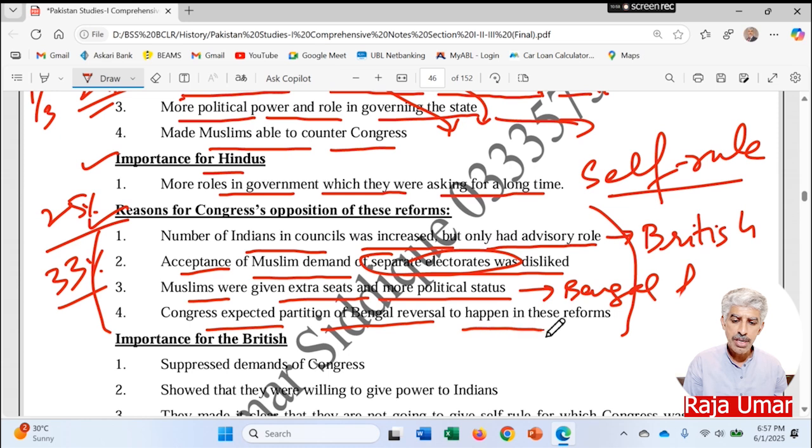Congress expected the reversal of the partition of Bengal to happen in these reforms, as it was 1909, and the British had already partitioned the Bengal province in 1905, and Hindus had protested strongly against this partition. They perceived that the Bengal partition might be reversed in those reforms of 1909, but it never happened. So this angered the Hindus again, and they went against these reforms. However, they got this particular demand in 1911 by the reversal of the partition of Bengal.